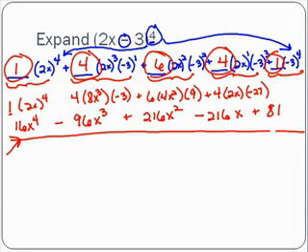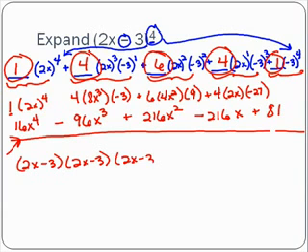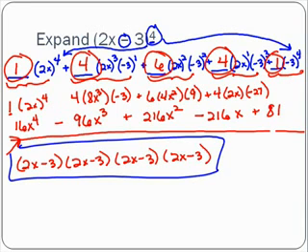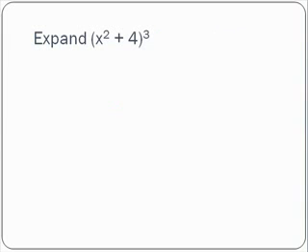And yeah, that takes a little bit, but you know what? It's still simpler than doing this. Taking this times itself, getting that answer, and then taking that answer times 2x minus 3 again, get that answer, and then take it times 2x minus 3 again. So if you don't like the binomial expansion, your other choice then is to do this. Okay? I personally like the patterns.